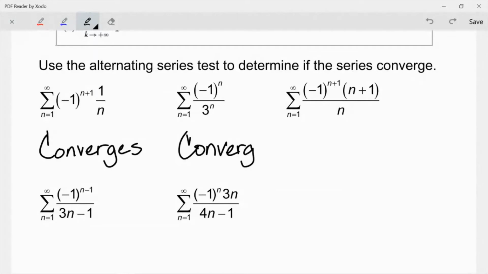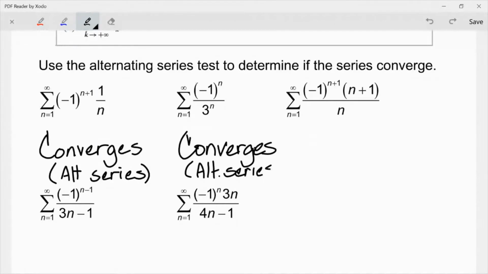Now, when you use the alternating series test, I just want you to state what test you use. So you don't have to necessarily go through and show your 3 checks. If you just tell me that you're using the alternating series test, then that will be sufficient for a justification. Okay, so let's take a look at this next one.